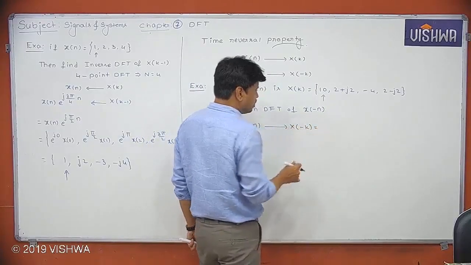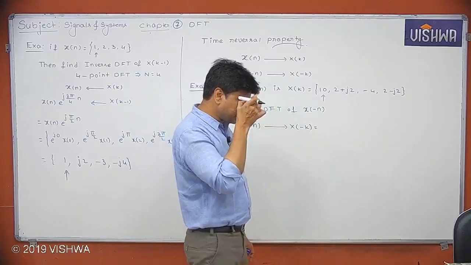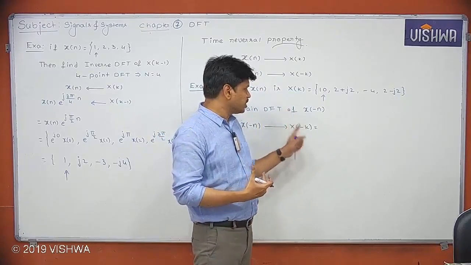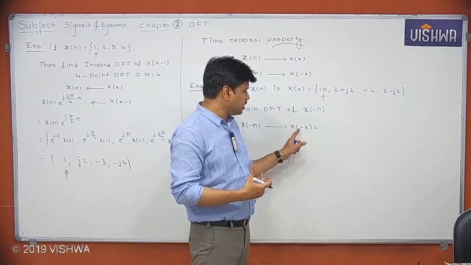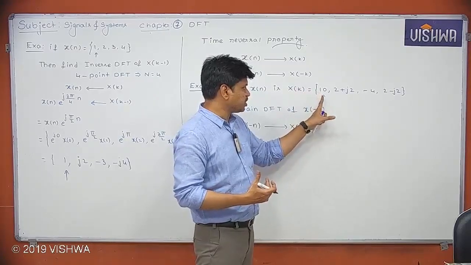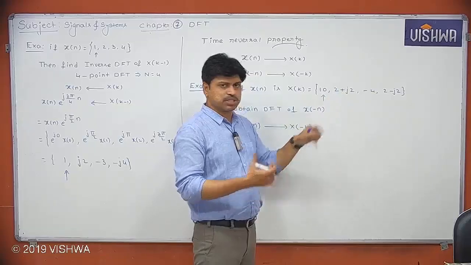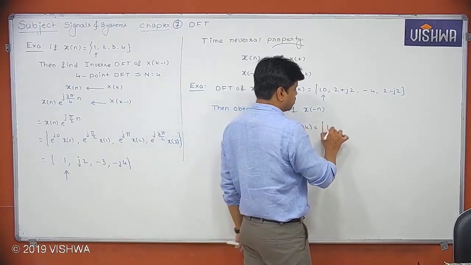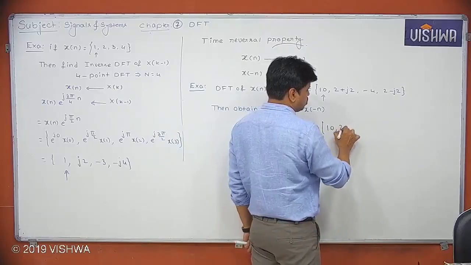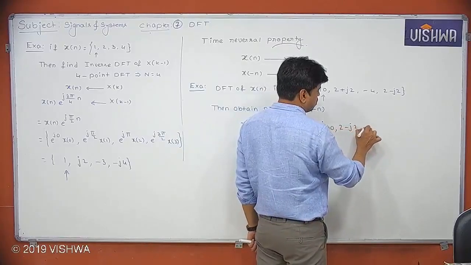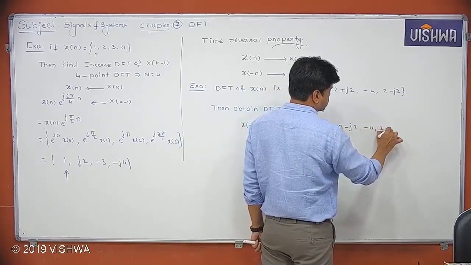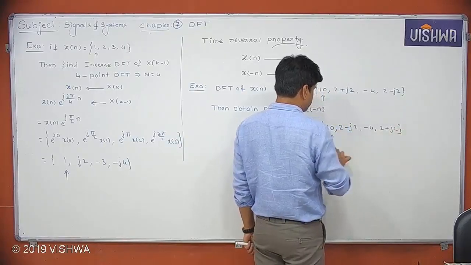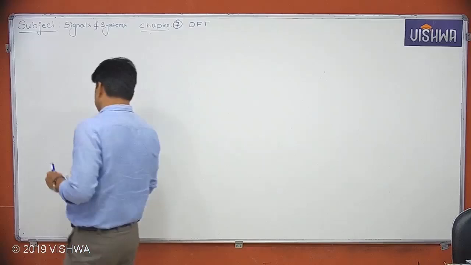If you observe carefully, X of k is also a periodic signal. So if it is a periodic signal, then we have to use the circular shifting property. That means to calculate X of minus k, keep the zeroth position as it is and write the remaining samples in the reverse order. So that's what we have to do now. So it is nothing but the reverse order: 10, 2 minus j2, minus 4, 2 plus j2. So this is what we are going to do. Clear? Take it.